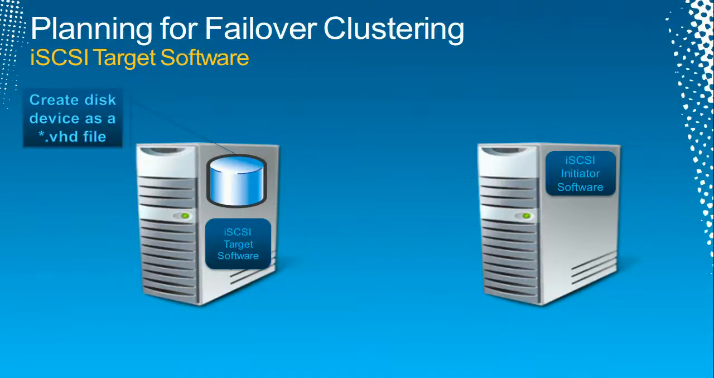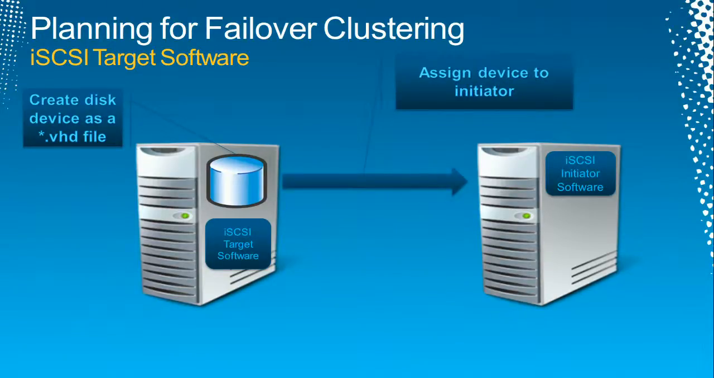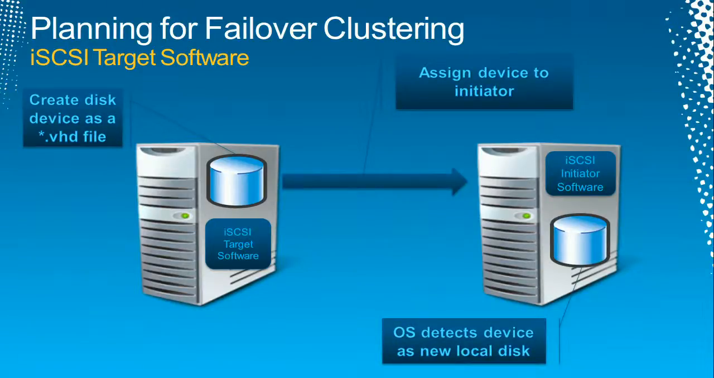Once I've created that disk, I then present it to my initiator. This would be analogous to if I'm going into my SAN and I'm presenting, I'm zoning a disk from my SAN to one of my servers. The initiator software sees that and detects it as a new local disk. It doesn't look any different to the OS. The OS has no idea where it's getting this disk.